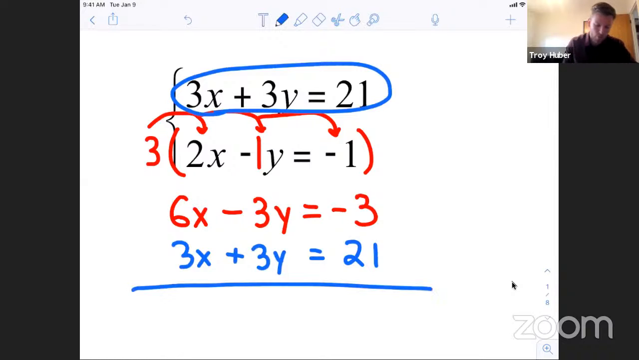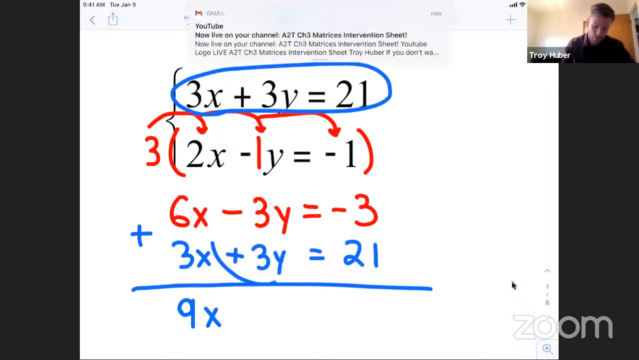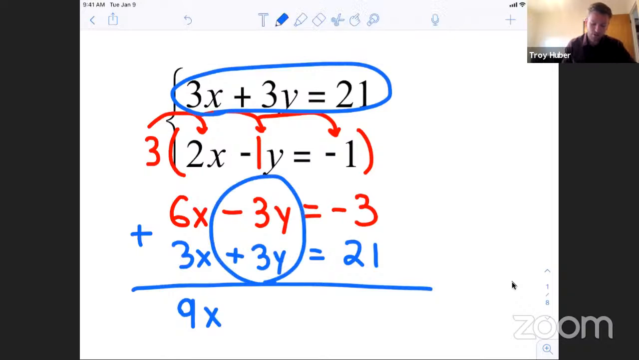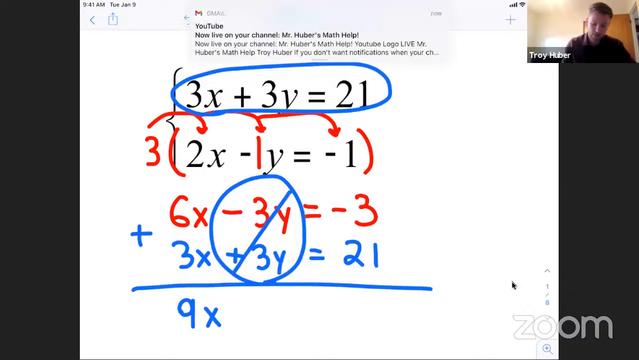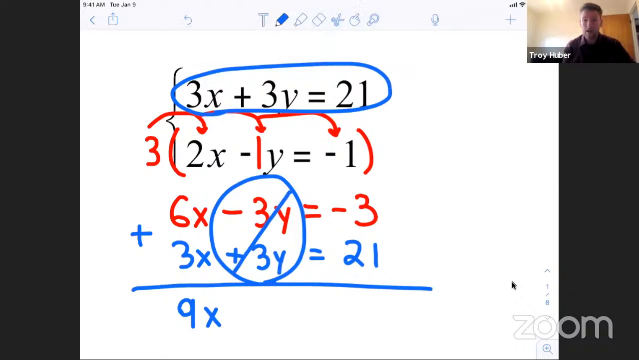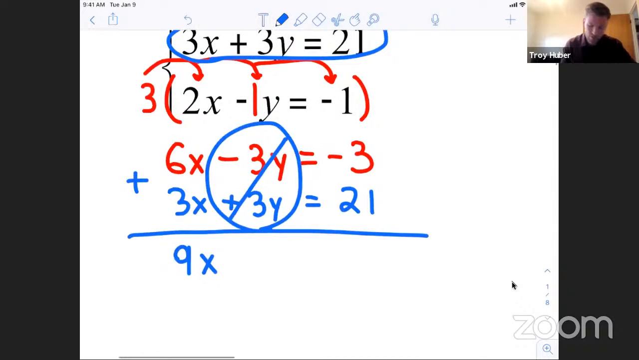Now when I add these two together, I'm going to get 9x. That's why I multiplied it by a positive 3, because now these two terms cancel each other out. So we do not have a y variable anymore, which is good because then we can solve for x. And I have 9x is equal to 21 minus 3. So that should give us what, 18?